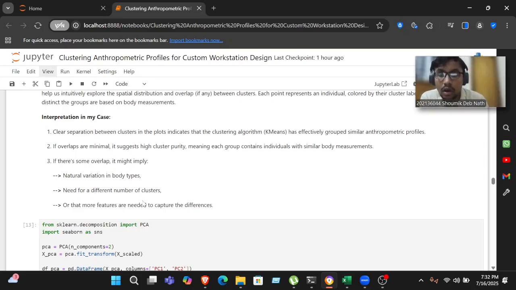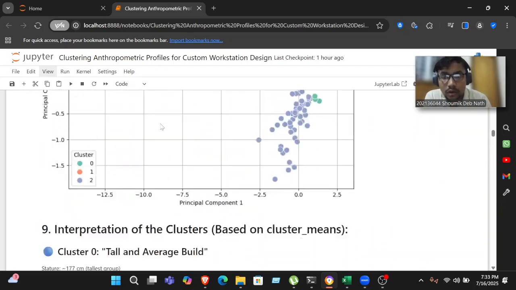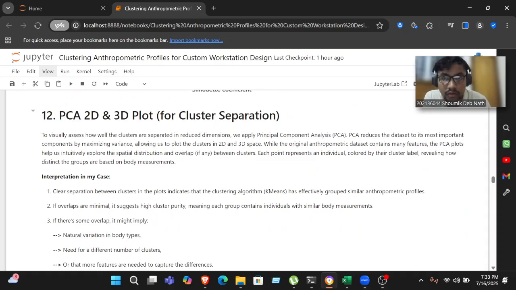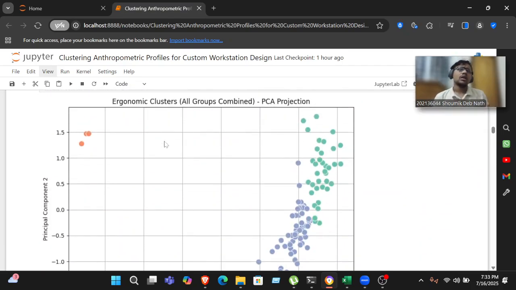And also, more features are needed to capture the differences as well. So, moving on. The PCA projection and also the PCA 2D and 3D plot projections, the overall assessment or interpretation, are kind of the same. But still, I have added this in the beginning because I wanted to make a discrete introduction of the PCA projection. That's why I wanted to talk about it in the beginning of my project.